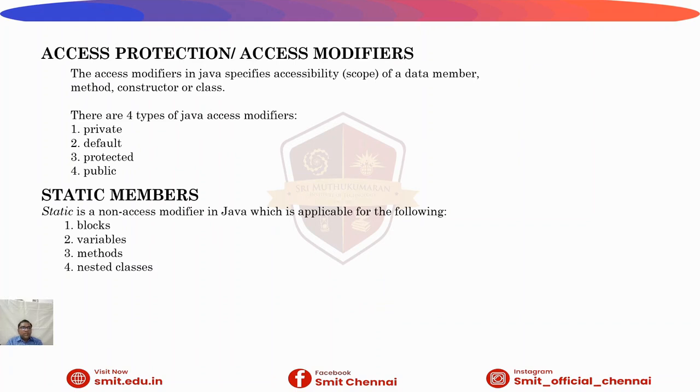Then now we'll see about access protection, also called access specifiers. Here there are four types: private, default, protected, and public. When you use the keyword private, the variables or methods cannot be accessed outside the class. Default means it can be accessed within the package. Protected means it can be accessed within the package and by subclasses. And public means it is open to all. You can access the methods, the variables, or the objects in any part of the program.